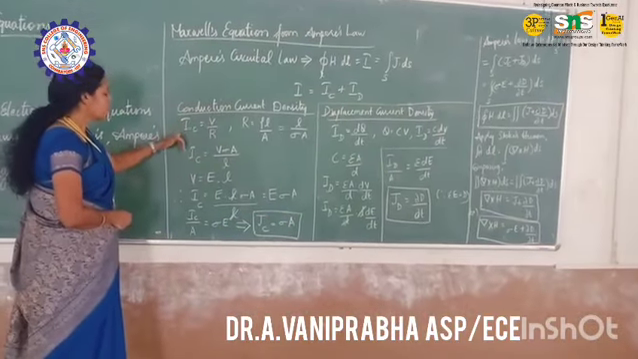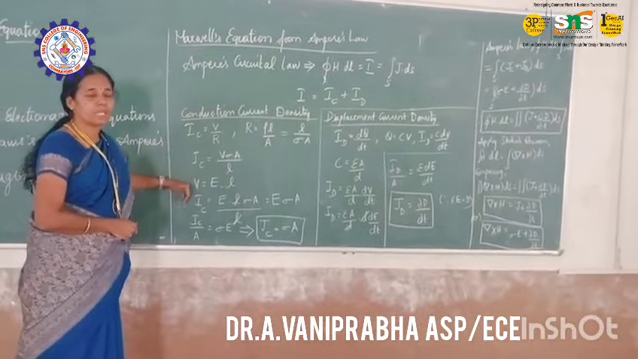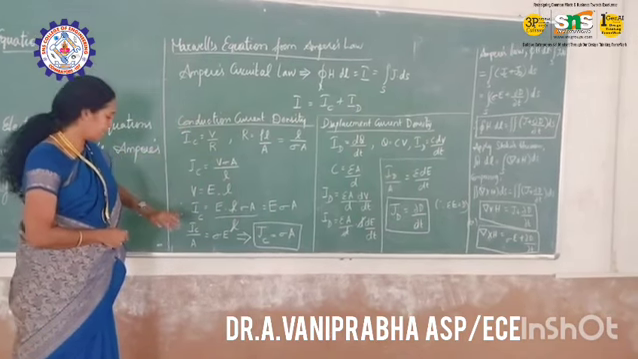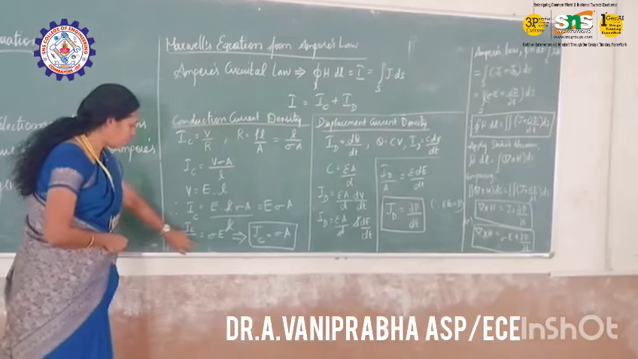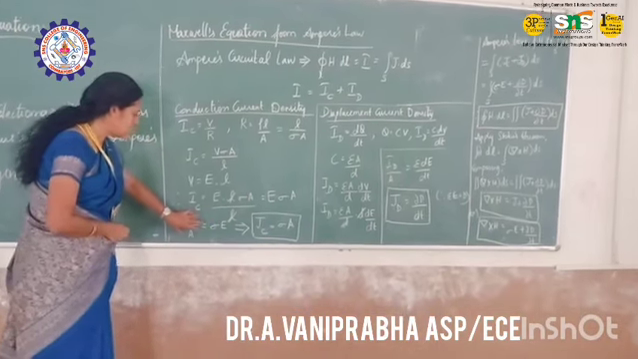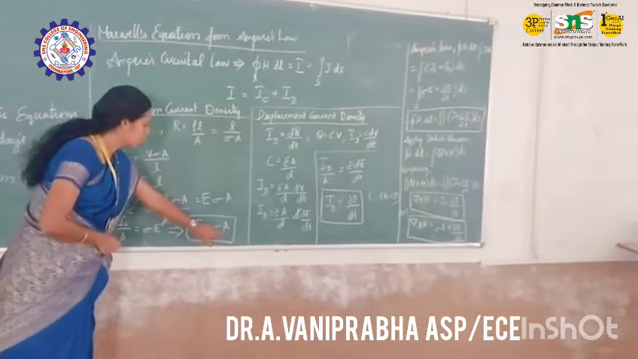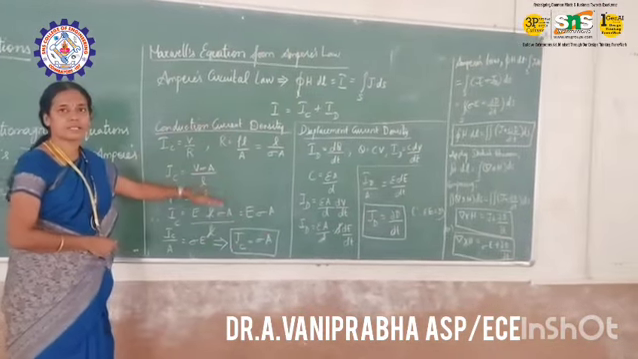And in terms of current density, we have to define the current per unit area. Therefore, IC by A is equal to sigma E. IC by A is the conduction current density, JC, equal to sigma times E. This is the conduction current density.